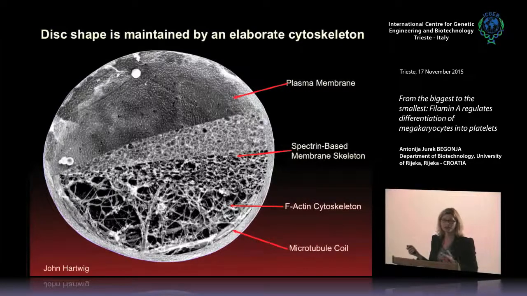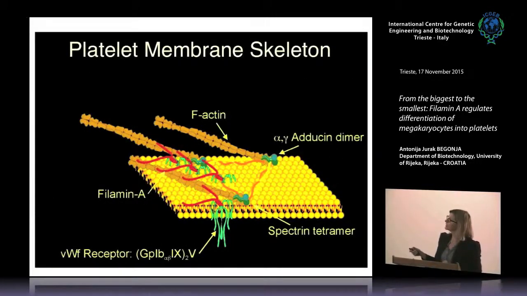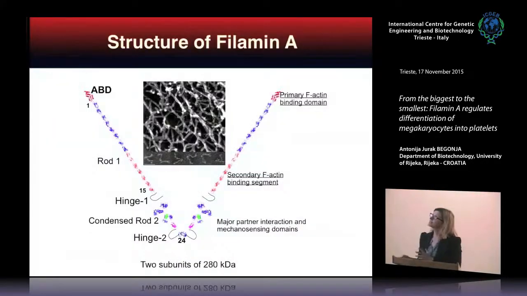So this gives a very nice and interesting ring staining when you stain platelets for beta-tubulin. So how it looks from the cytoplasmic side. This is a membrane, and these are F-actin polymers. F-actin polymers are interconnected below the membrane with spectrin tetramers, and F-actin bundles are cross-linked with an important protein, Filamin A, here shown in red. So Filamin A is a huge protein.